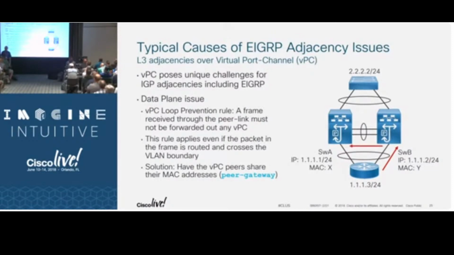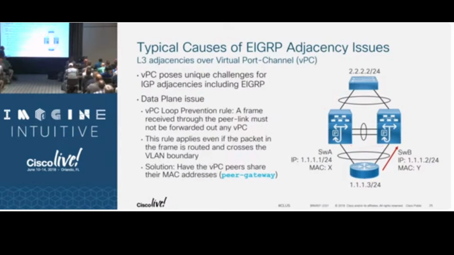However, switch A now knows, well, this frame came in from a peer link. I cannot send it up through another virtual port channel. This is prohibited. It doesn't matter that the packet inside would have been routed. So this doesn't work. To solve this problem, we have a feature that is called the peer gateway on Nexus switches.